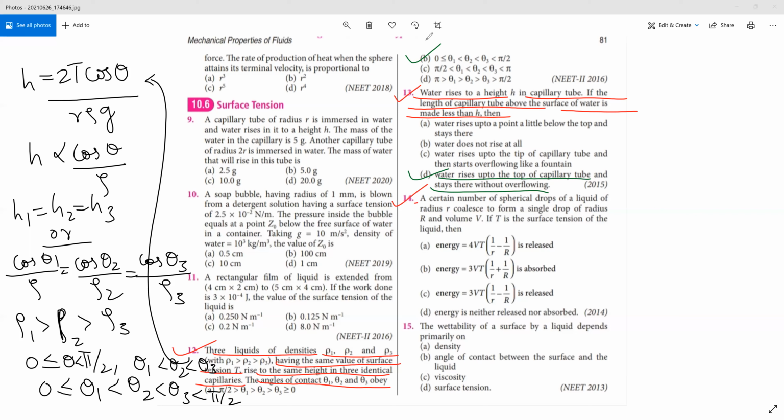14th one. A certain number of spherical drops of liquid of radius r coalesce to form a single drop of radius R and volume V. If T is the surface tension of the liquid, then which option is suitable? We have to choose. So let's see, for the 14th one, n droplets each of radius r coalesce to form a big drop of radius R. Therefore, the volume of n drops is equal to the volume of the big drop.